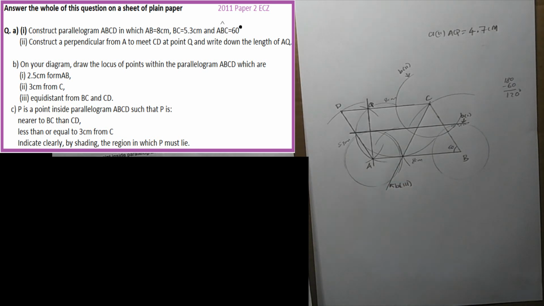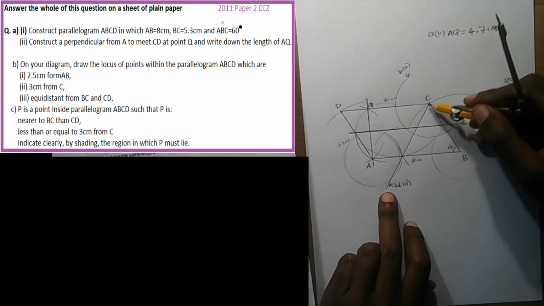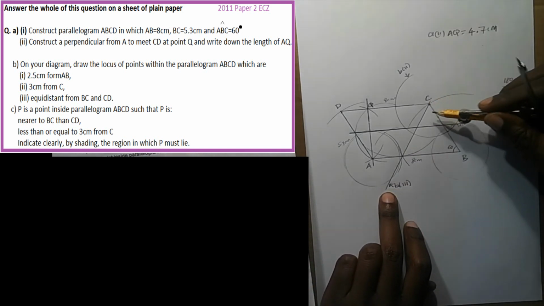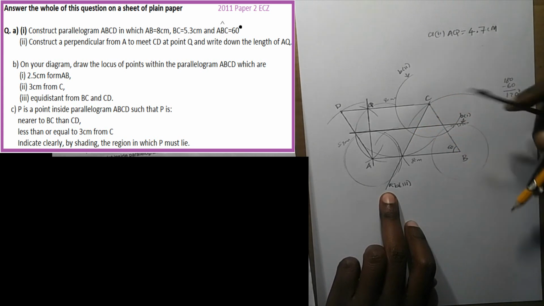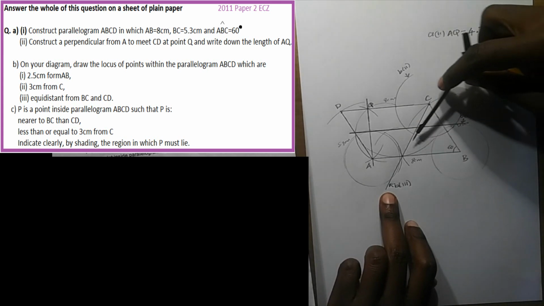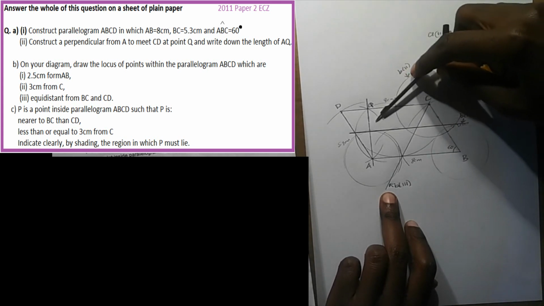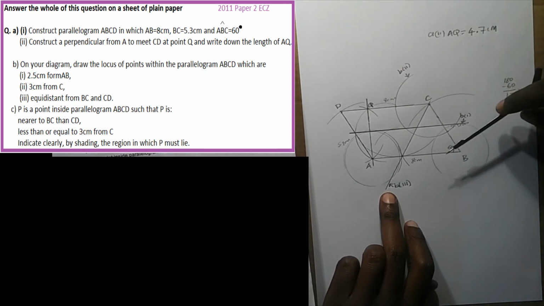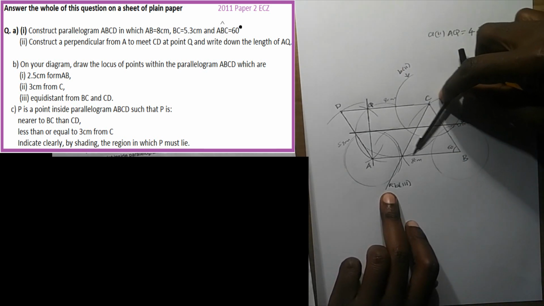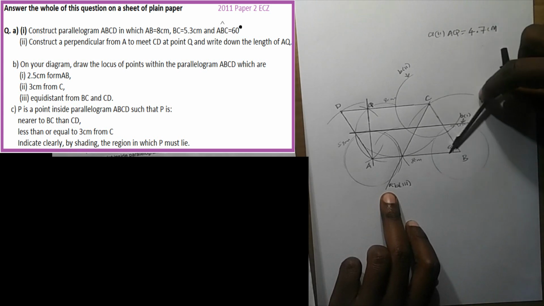Then the last part of the question says P is a point inside the parallelogram ABCD such that number 1, P is nearer to BC than CD. So the line that separates BC and CD is the locus that we drew in the third part of the question, which is this line. So everything that is nearer to BC is found on this part here. When you go this side, you are nearer to CD. So we are looking at this part of the question here.